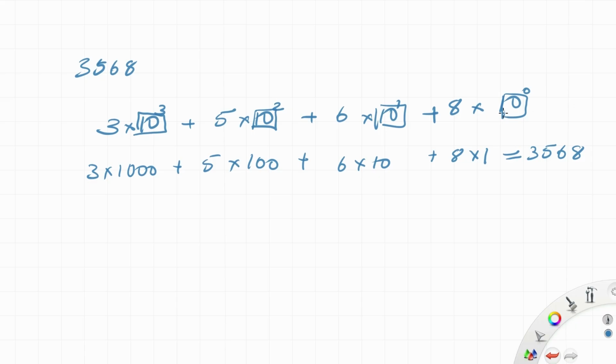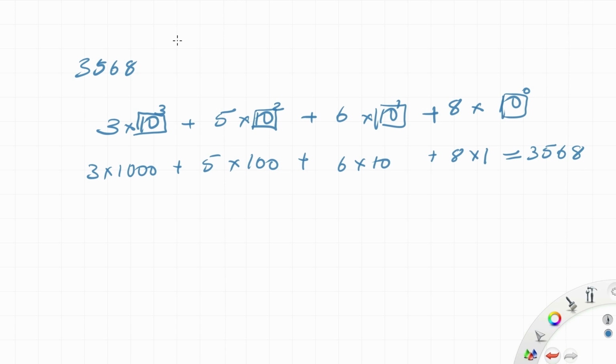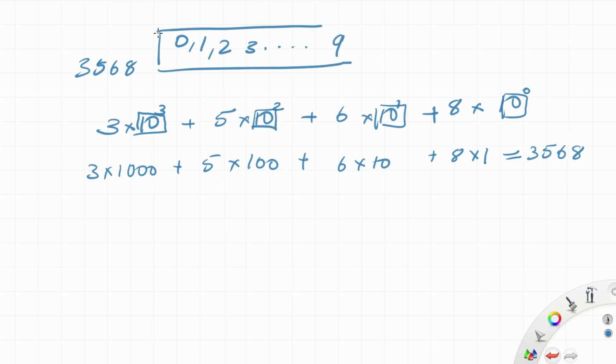So let's see how base 2 numerals work. Before that, I need to highlight one more property of the base. If the numerals are base 10, you need to have 10 different characters to represent it. So in our case, we are using 0, 1, 2, 3 till 9. How many symbols are there? 10, that's correct. So that is another requirement of a base 10 numeral.